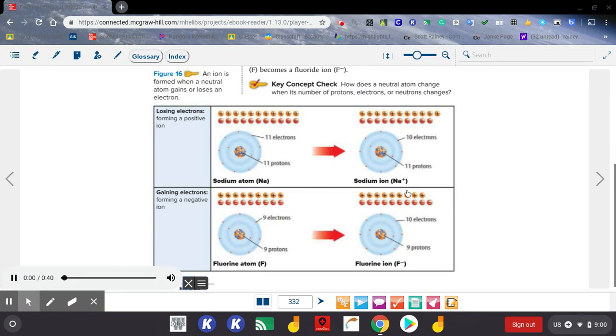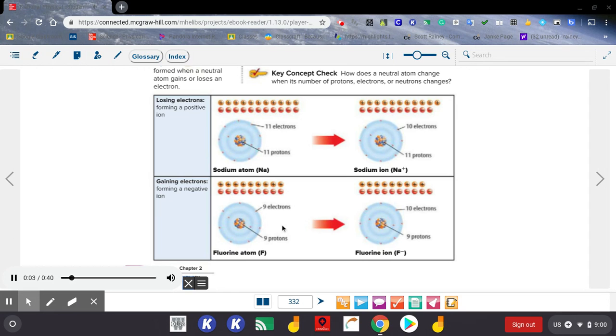Negative ions. When a neutral atom gains 1 or more electrons, it now has more electrons than protons. As a result, the atom has a negative charge. An atom with a negative charge is called a negative ion. A negative ion is represented by the element symbol followed by a superscript negative sign. Figure 16 shows how fluorine, F, becomes a fluoride ion, F⁻.